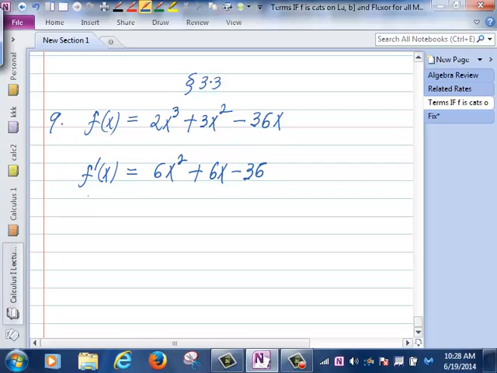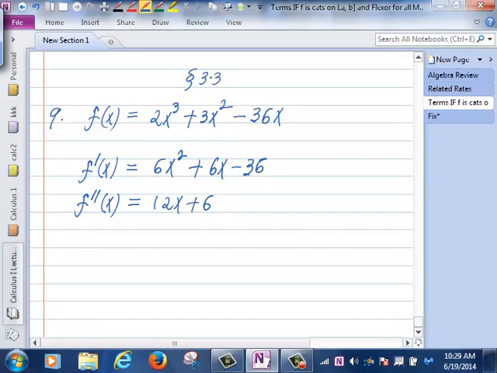And since we have to also find where the function is concave up and down, let's find the second derivative as well. The second derivative would be what? 12x plus 6. Now we have to find the values of x where the derivative is 0 or does not exist, and find the values of x where the second derivative is 0 or does not exist, for concavity. But in this case, because I have a polynomial function, the derivative exists everywhere, so I don't have to worry about finding points where the derivative does not exist, right?